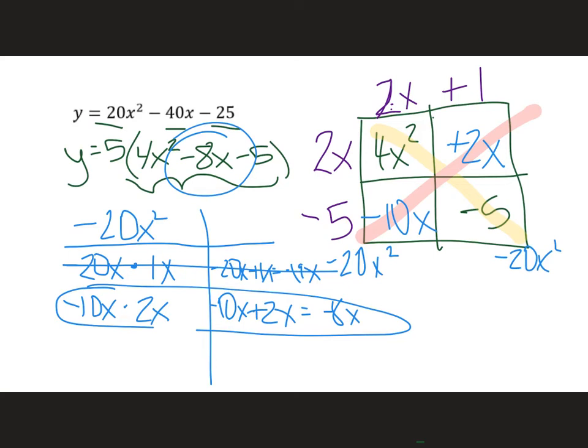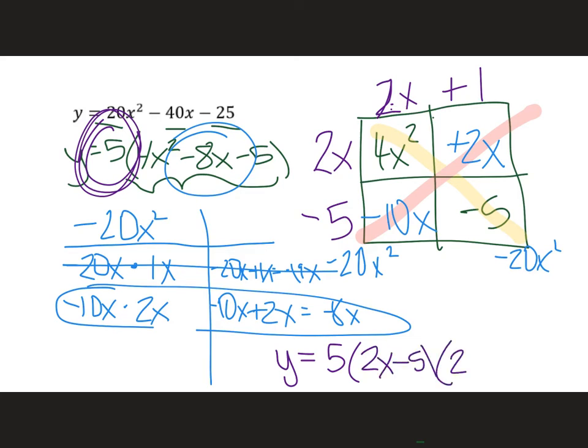So I don't really have space up here. I'm going to write it down here. So y equals, remember, don't forget about this 5 that we factored out. So I'm going to say 5 times 2x minus 5 times 2x plus 1. And that would be the factored form.